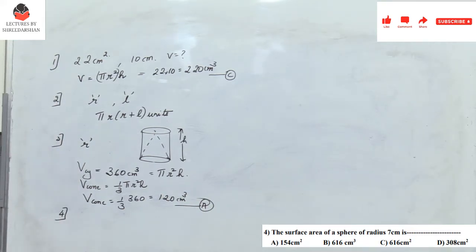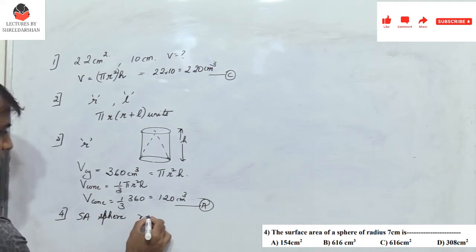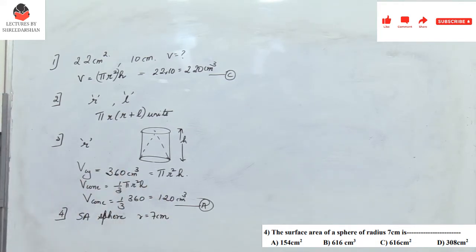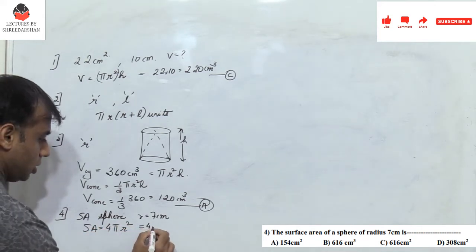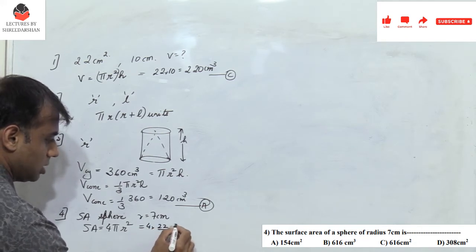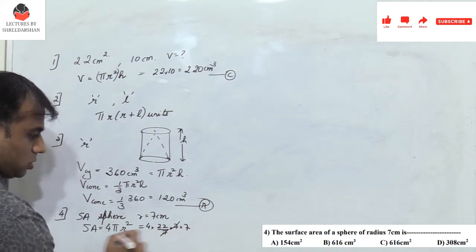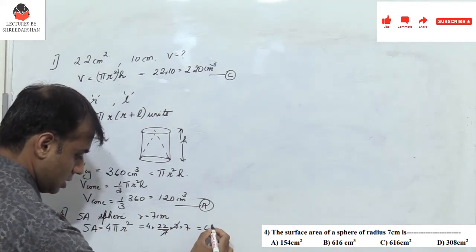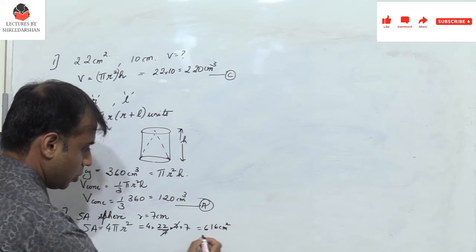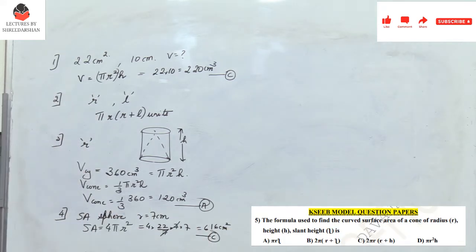The next one: find the surface area of a sphere of radius r equal to 7 centimeters. We know that the surface area of a sphere is 4 pi r square. So just substitute the values. You get 4 into 22 by 7 into 7 into 7. So it gets cancelled. 88 into 7 gives me 616 centimeter square, and this corresponds to option C.